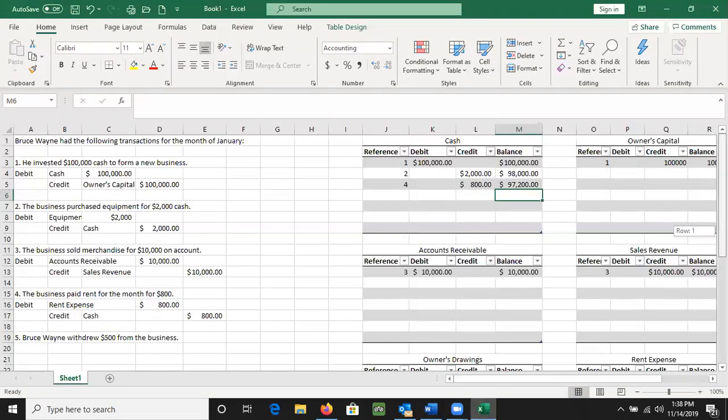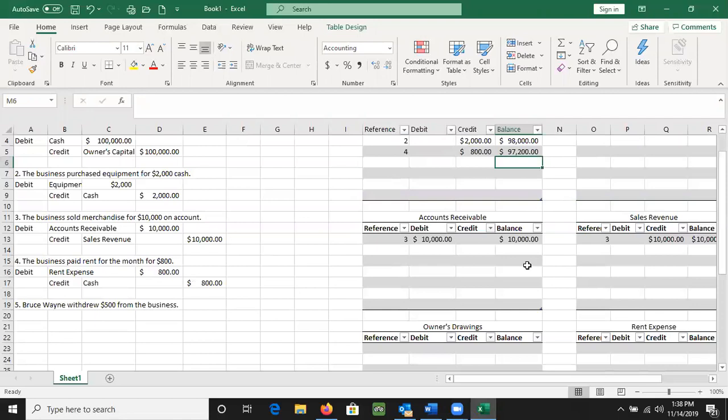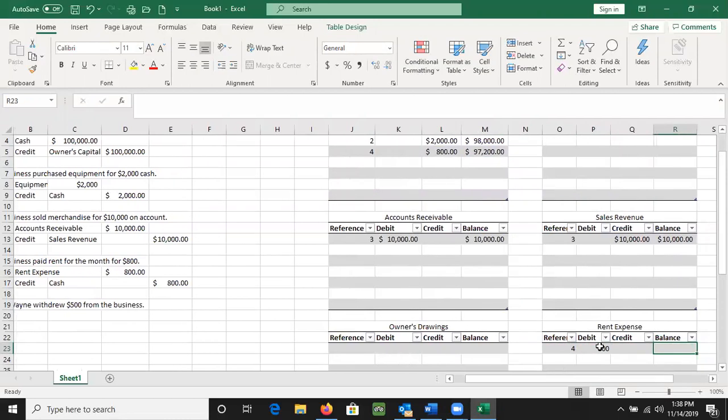All right, rent expense. We debited it for 800. Journal entry 4 is the reference, $800. Balance would be $800.